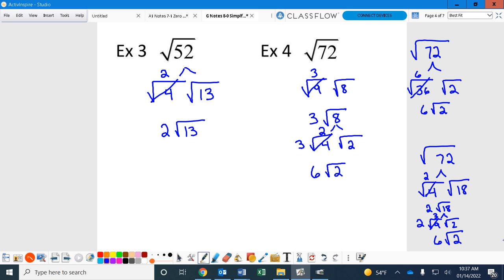Did y'all see that we just did it 3 separate ways, but we got the exact same answer every time? Even though I told you how to do it. Okay, guys, let's try another one.